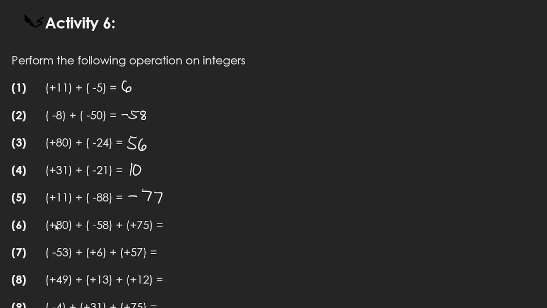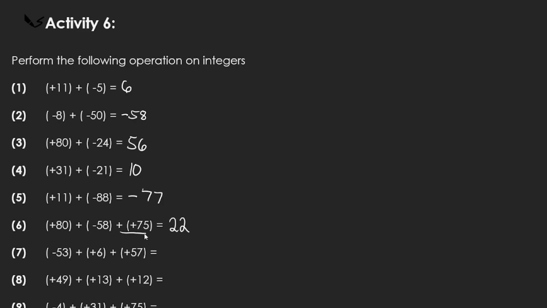Number 6, we have three integers here. We can just do them by pairs. Let's do the first two. Positive 80 plus negative 58. Different signs, so we would subtract. 80 is the higher number, so we would use positive. The difference of 80 and 58 is 22.